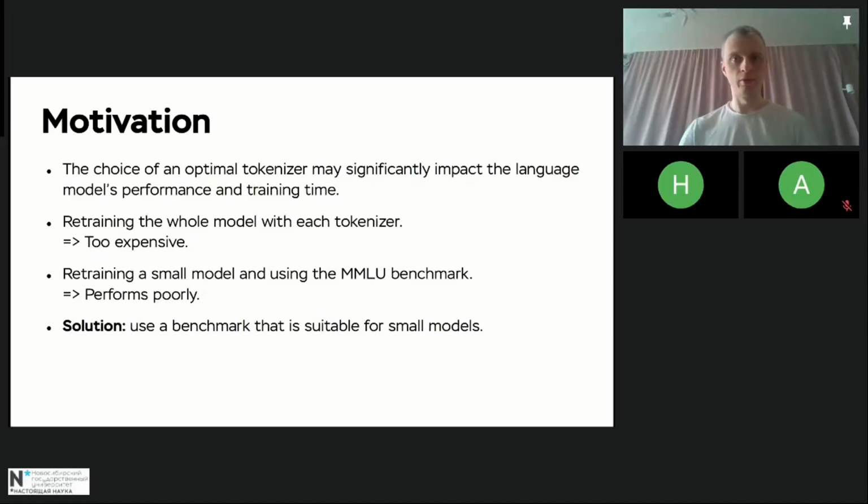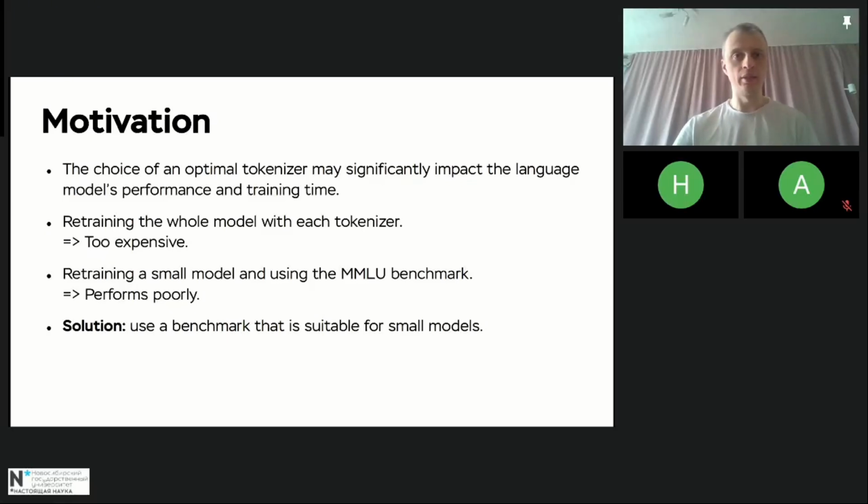Selecting an optimal tokenizer is a crucial step in the development of language models, as it has a significant impact on both performance and efficiency. An inappropriate choice of tokenizer can lead to substantial performance degradation, making tokenizer selection an essential part of the model design process. A straightforward approach to evaluate tokenizers is to retrain the full model, a big model, with each candidate tokenizer and compare their performance.